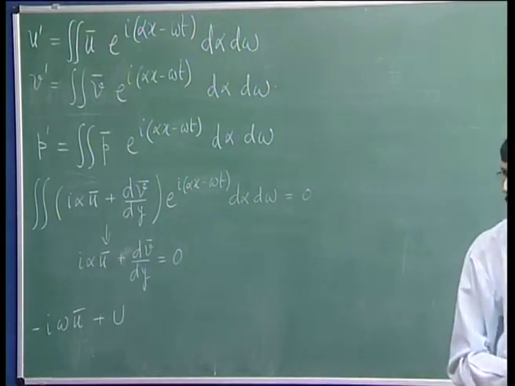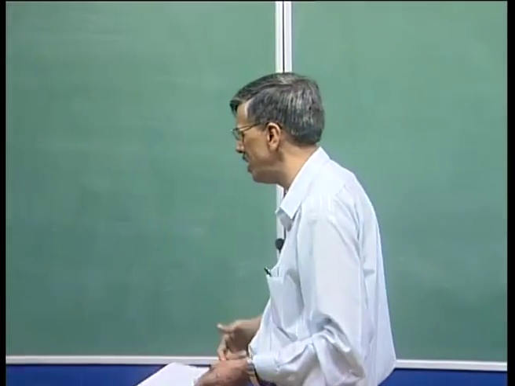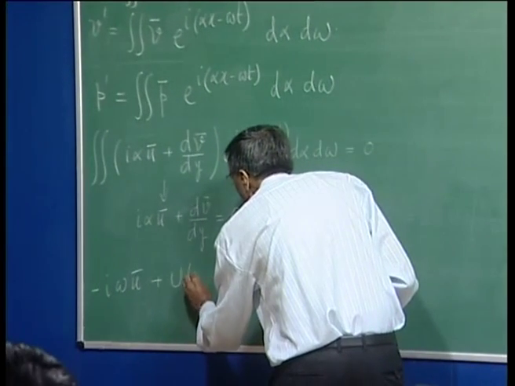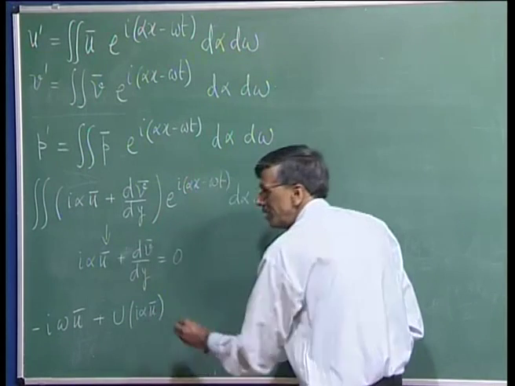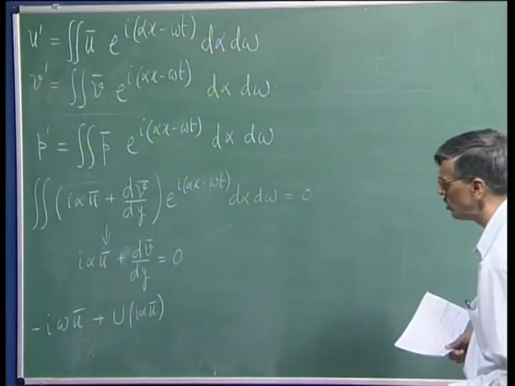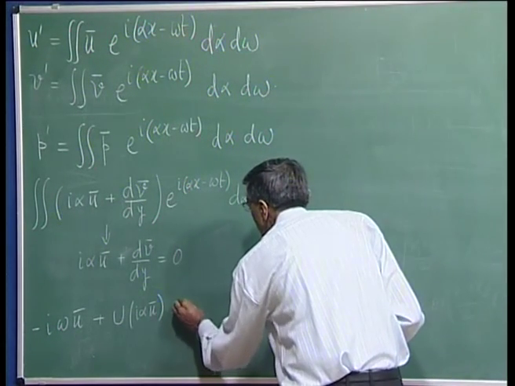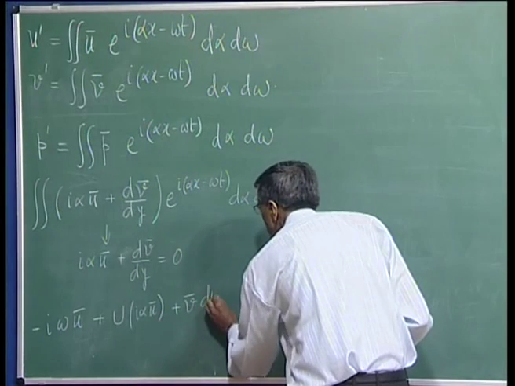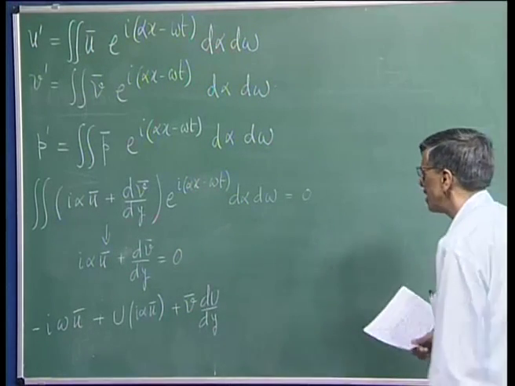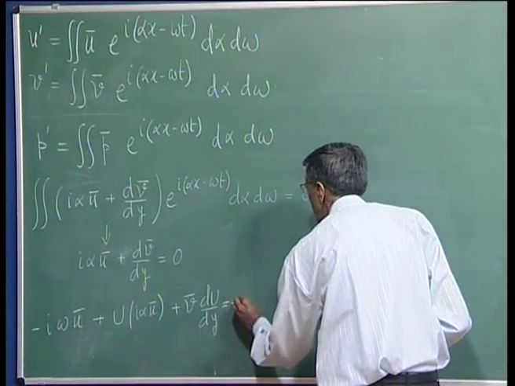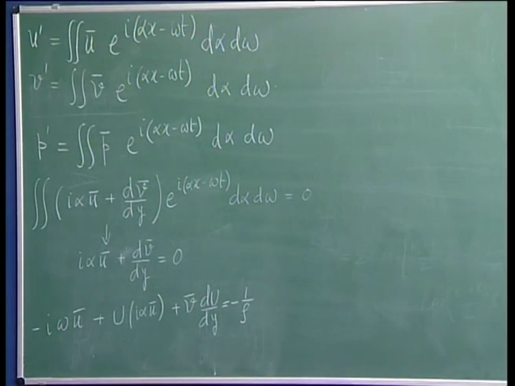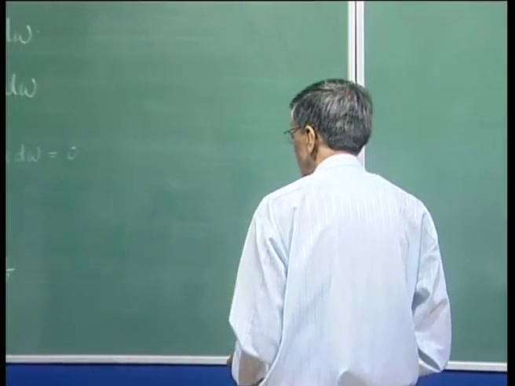What about del u prime del x? Del u prime del x again is going to be i alpha u bar, right? So I will have i alpha u bar. Okay. What about v prime dU dy? That is much simpler. That will be simply v bar dU dy. Right? And on the right hand side, what will we have? Minus 1 upon rho, and del p prime del x will be i alpha p bar. Right? So that will be that.